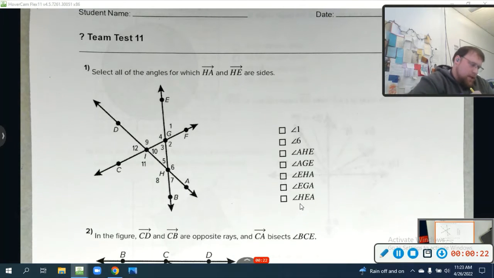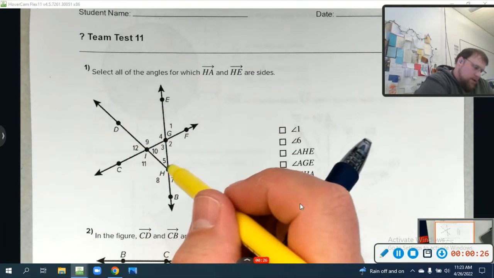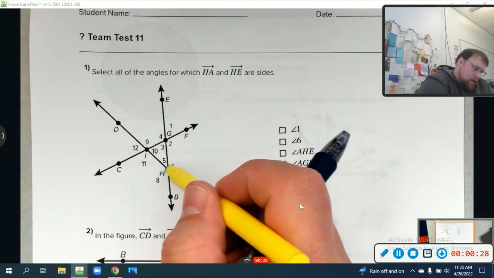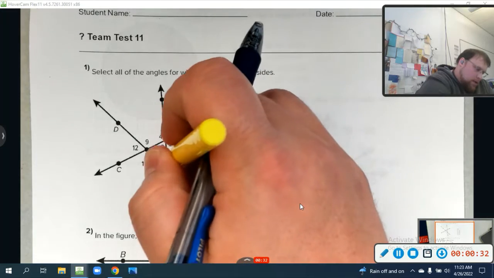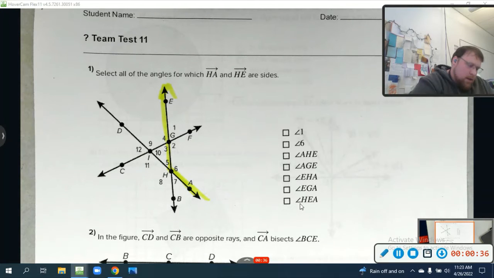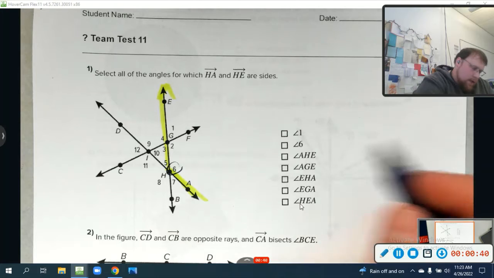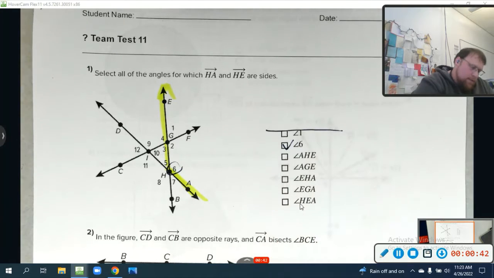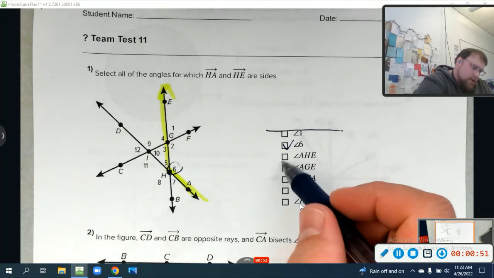For which ray HA and ray HE are sides. So let's find H right here. HA is right here. And HE is right there. Boom. So what angles could that be? Well, first of all, it's angle 6, not angle 1. And then let's follow it. Could it be angle AHE? AHE, yeah, that certainly is that angle.